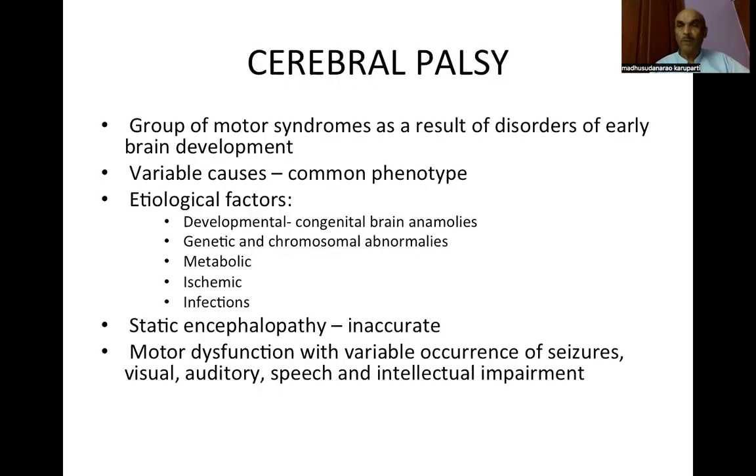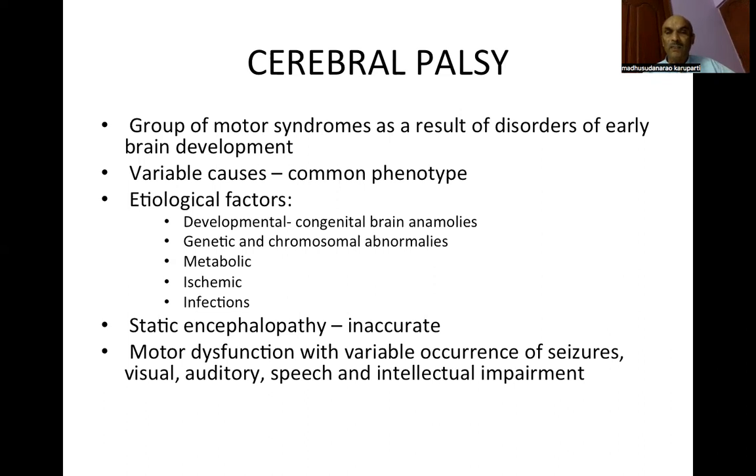Cerebral palsy is a group of motor syndromes as a result of disorder of early brain development. That means injury occurring to the developing brain. That injury is said to be non-progressive, and the etiological factors may include developmental anomalies, genetic or chromosome abnormalities, metabolic, ischemic, or intrauterine infections. It is said to be static encephalopathy, included under the topic static encephalopathy, as the injury that occurs is non-progressive.